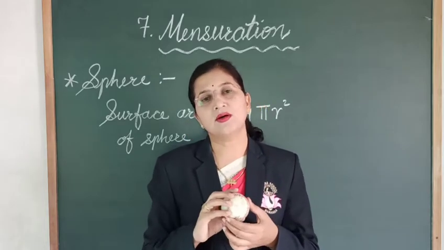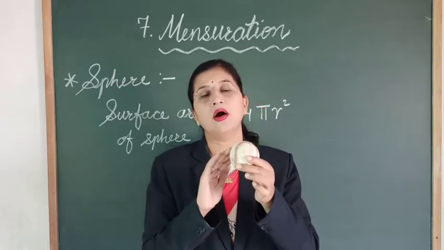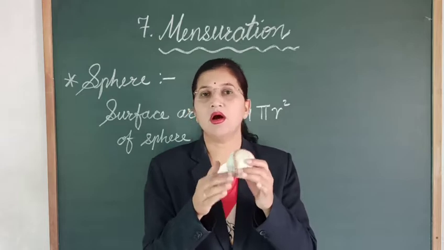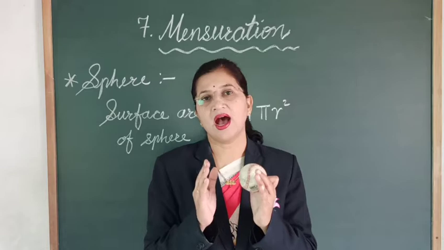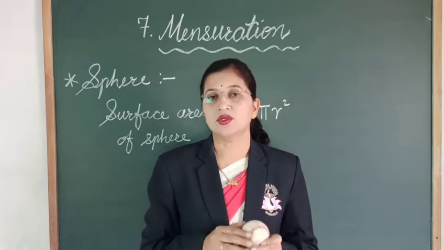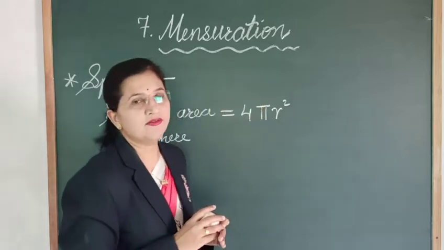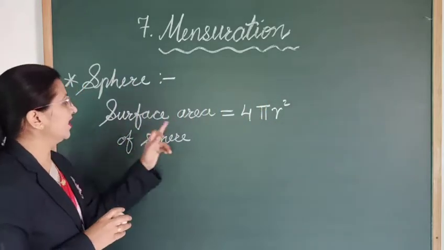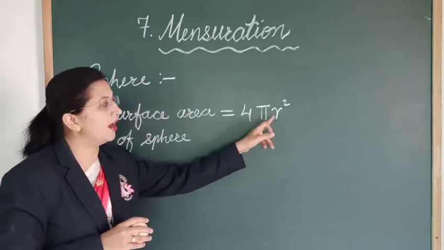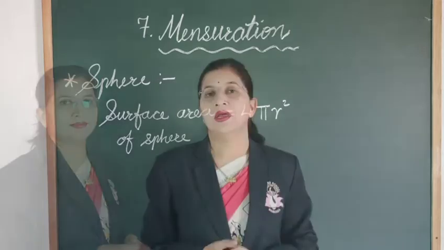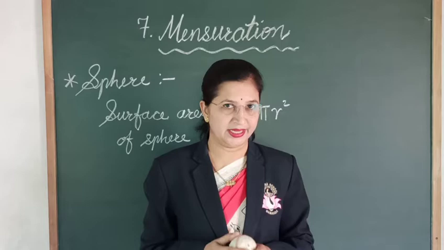So in the case of sphere, we can say total surface area of sphere, or curved surface area of sphere, or simply the surface area of sphere, all these three are one and the same. So what is the formula to find out the surface area of sphere? The formula is equal to 4 pi r square. Now let's see the activity to find out the surface area of sphere.